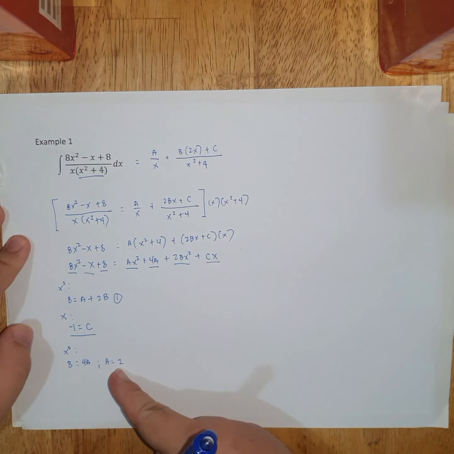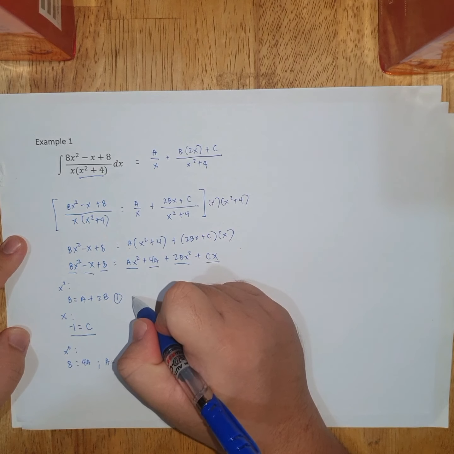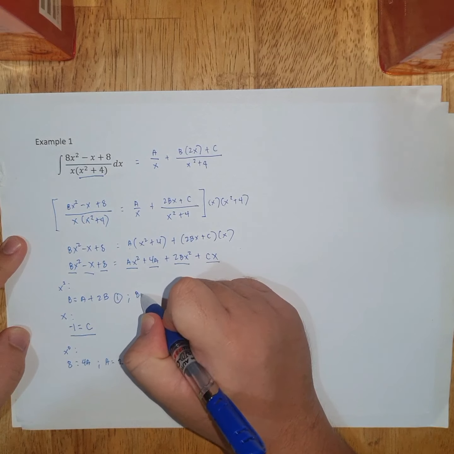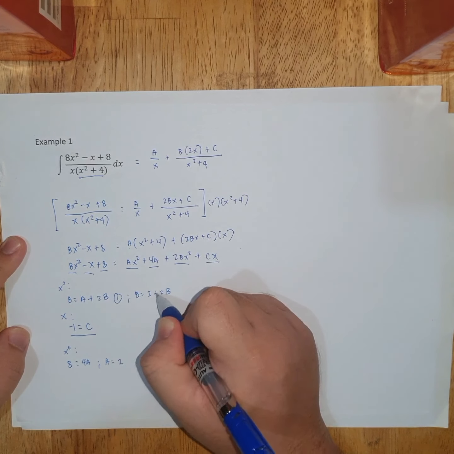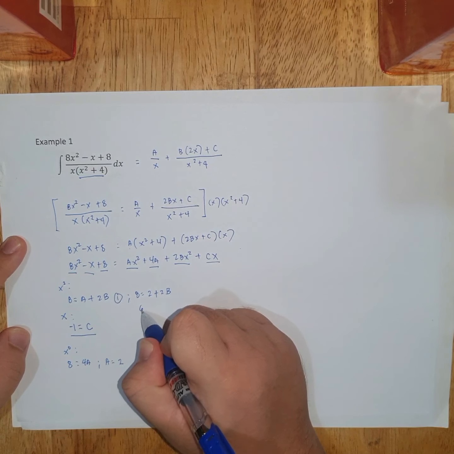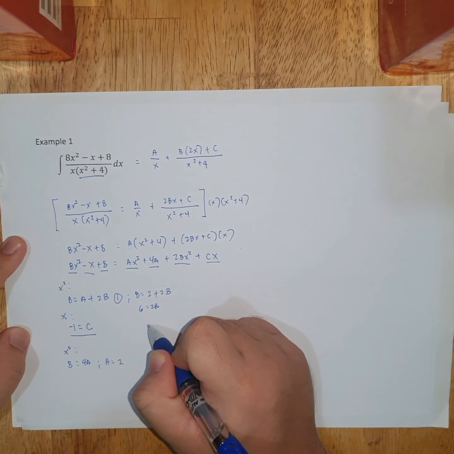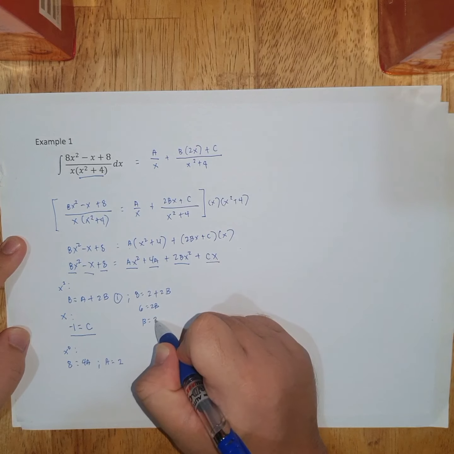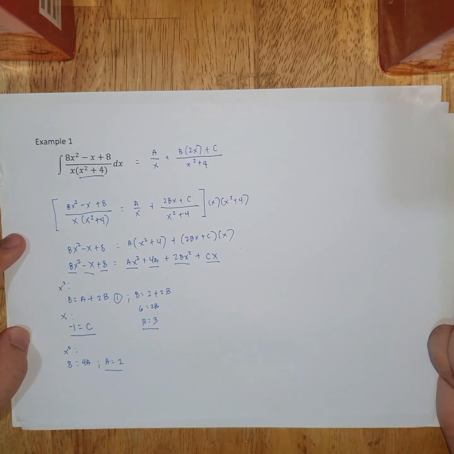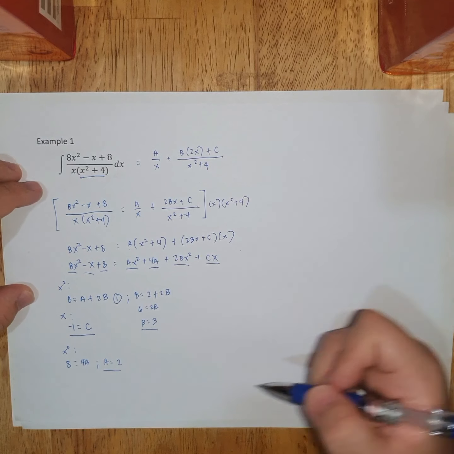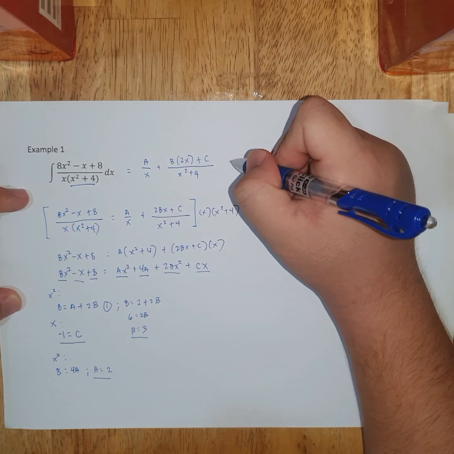So we have a is equals to 2, substitute lang natin dito. This will be 8 is equals to 2 plus 2b. Then transpose natin yung 2 sa kabila. So we have 6 is equals to 2b, or b is equals to 3. So ito na yung value ng coefficients natin. Okay, so ngayon substitute natin dito sa given na problem natin.